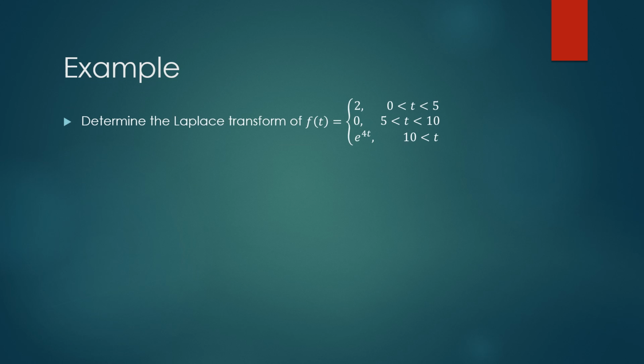Let's see one example. Since f(t) is defined by a different formula on different intervals, we begin by breaking up the integral in the previous definition into 3 separate parts. Thus, the way of solving is as follows.